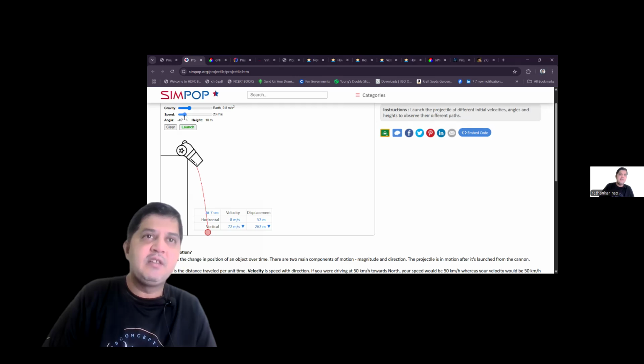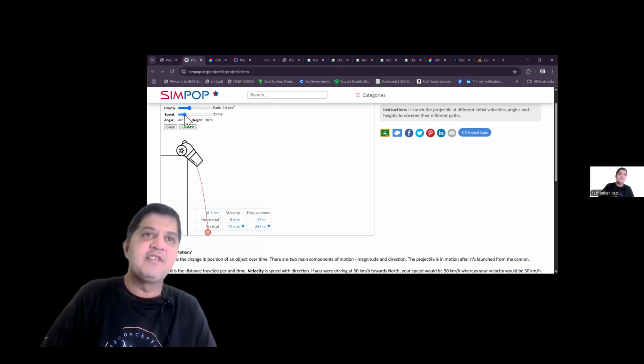Now let me do it as 21. I'm not able to keep it. Okay, let me do it 23. So now if this is 52 and this was 0 over here, 52 minus 0 divided by this height, I'll get the slope. And what is the velocity here? The horizontal velocity is 8 meters per second. Vertical velocity is 72 meters per second. Why does this increase? You can ask these kinds of questions, right? It increases because the vertical component of velocity is accelerated by the component of gravity, and hence it increases.